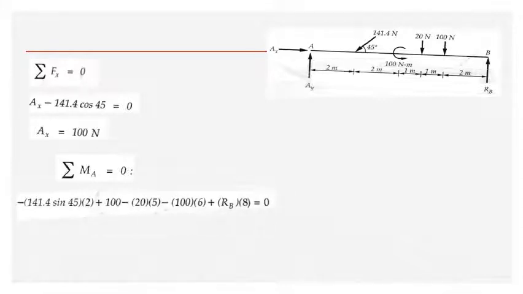141.4 into sin 45 into 2 plus 100. 100 is already a moment. You have to write it as it is. Don't multiply by the distance. You can see here it is written as it is. No distance should be multiplied with the moment. Then 20 into 5 minus 100 into 6 plus RB into 8 is equal to 0. So the only unknown here is RB. We get RB as 100 Newton.